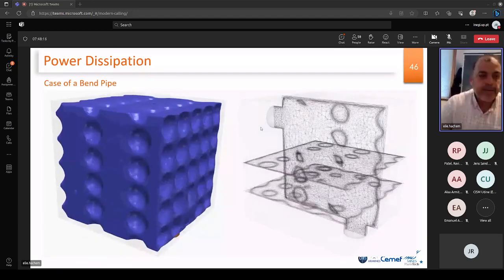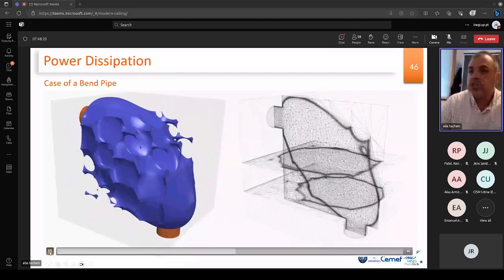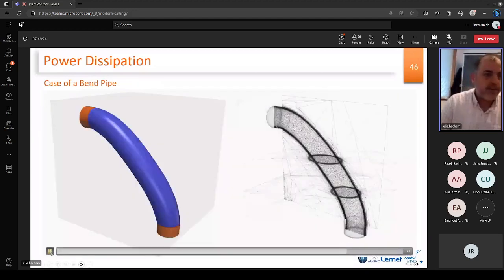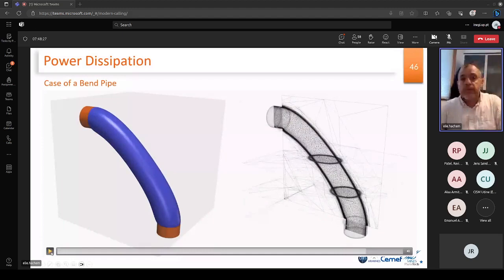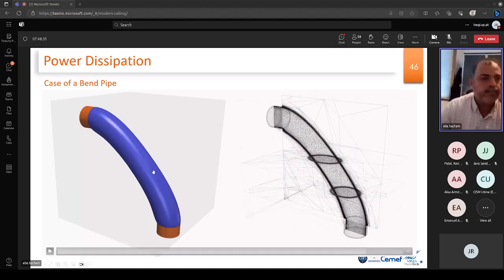Okay, and it is really interesting to look at the final shape, because you can appreciate the importance of the mesh in this case. But again, it's not mandatory. It's just for higher precision.